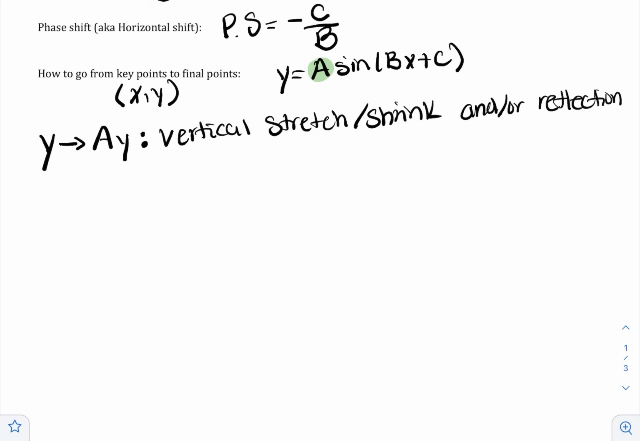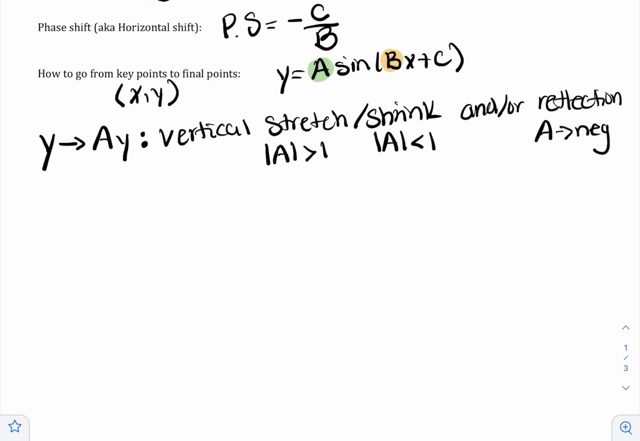How do you know what you're going to have? Well, you're going to have a stretch if the absolute value of a is greater than 1. You're going to have a shrink if the absolute value of a is less than 1. And you're going to have a reflection if a is negative. A vertical reflection, and a vertical reflection is an x-axis reflection. So that's only going to change your y's. That's on the outside of the equation, so that's why it affects your y's. Those are vertical transformations. Again, a little bit of a review there.